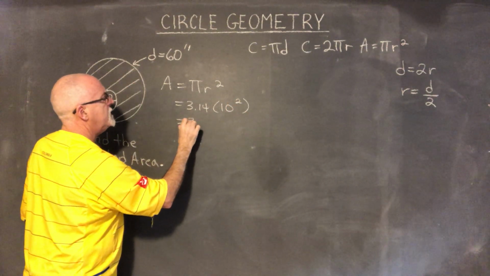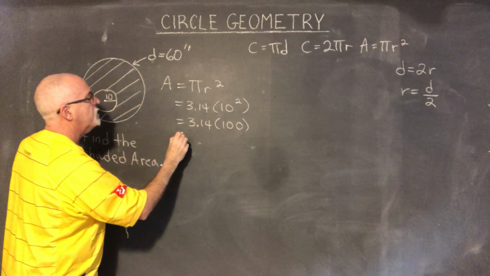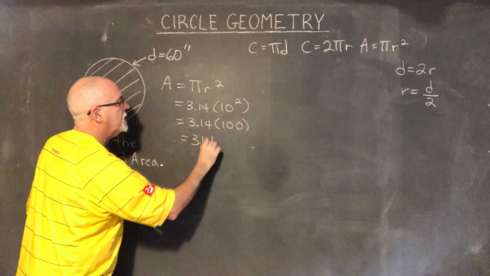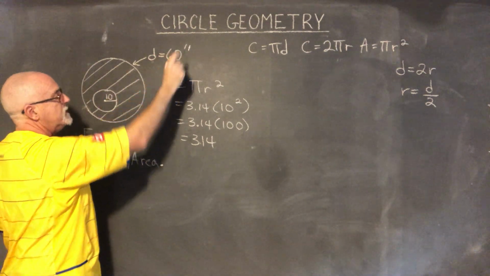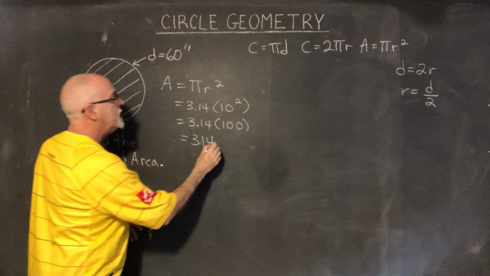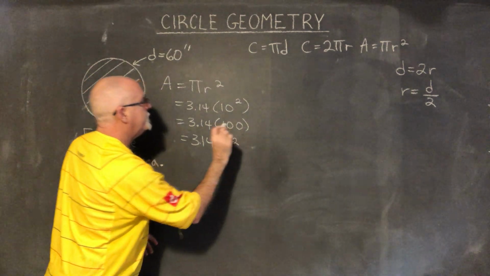But 10 squared is 100. So it's 3.14 times 100. So we get this lovely 314, and we don't have any decimals. That is inches. I didn't write the inches here, but the inches there. This problem is done in inches. So this is inches squared.